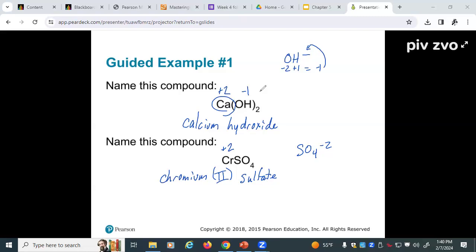So since they have the same charge, then we don't need subscripts. So if the charges match, we don't need subscripts. The only subscript here is this 4, and that's because that's part of what makes it sulfate. If it wasn't 4, if it was 3, it wouldn't be sulfate anymore, it'd be sulfite. Different compound, completely different ion. Good questions, though. Other questions?